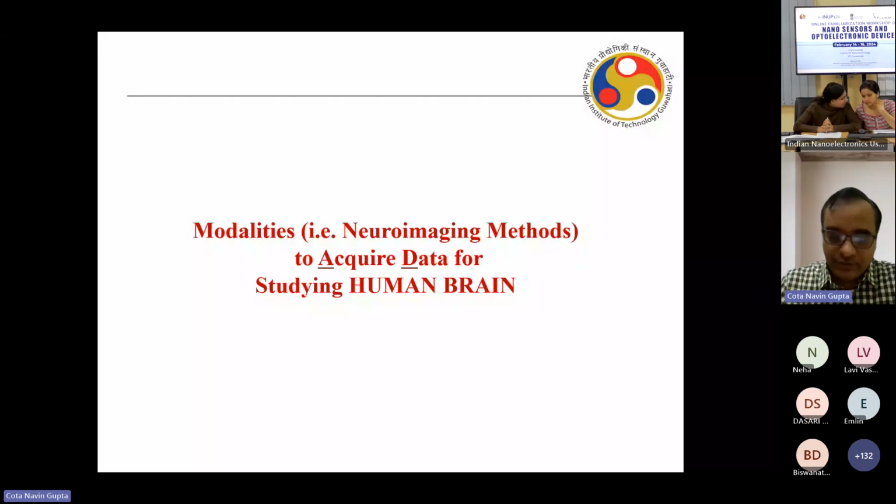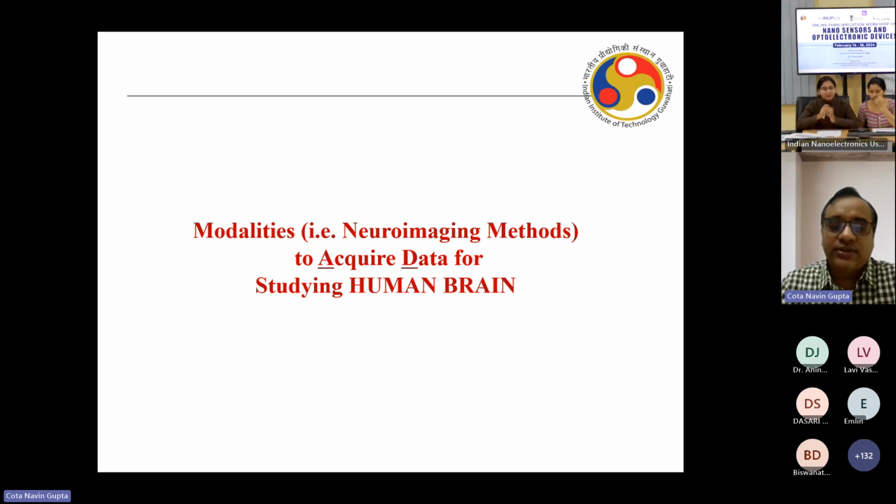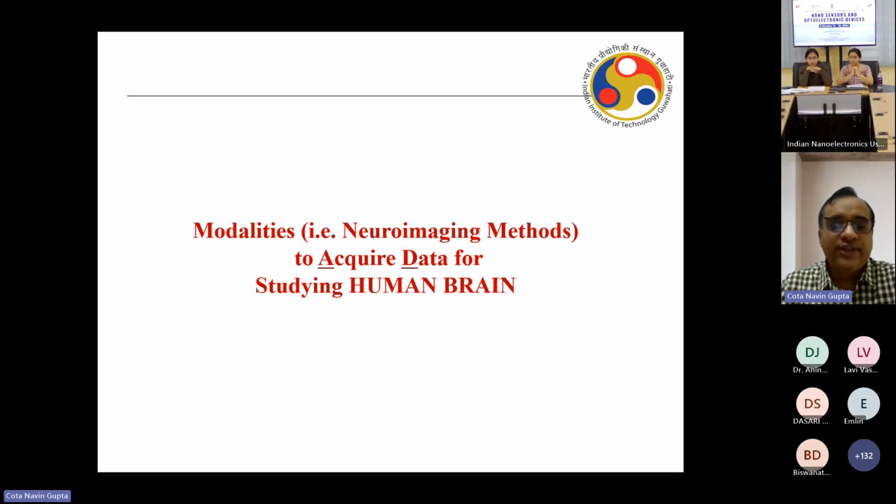Okay, so now I've introduced you to the brain, and I've also shown you some functions of the brain. If you want to measure the function or study the structure of a brain, what are the various modalities? Modalities in the sense, the methods or the equipment or the sensors which are available out there to study a human brain. So let's quickly look at them.